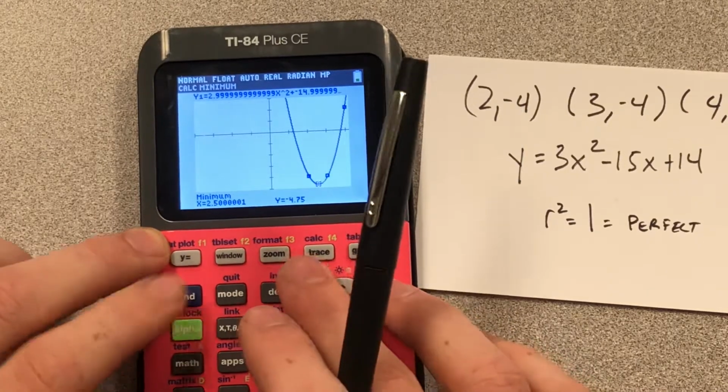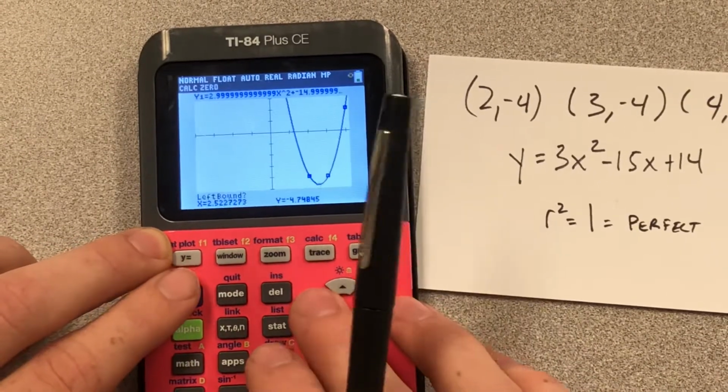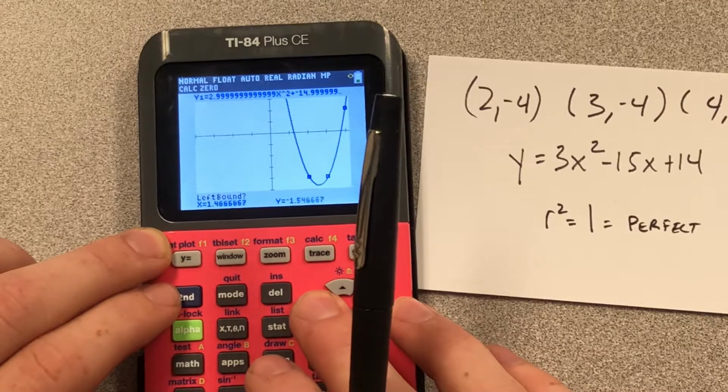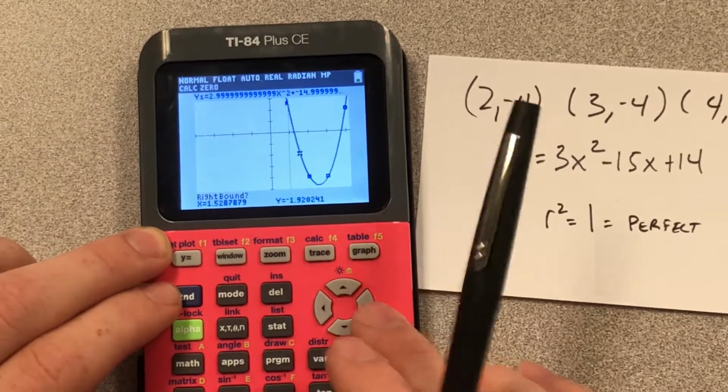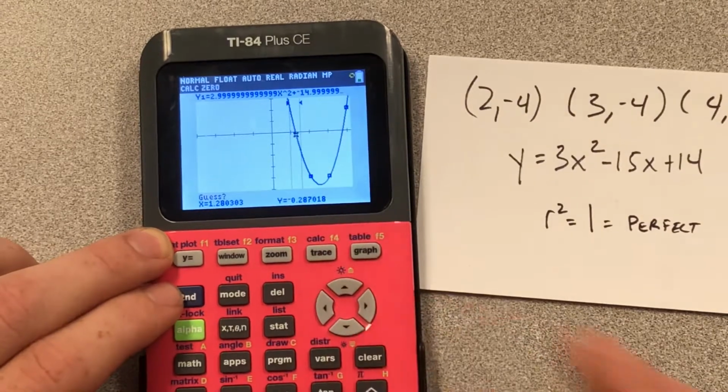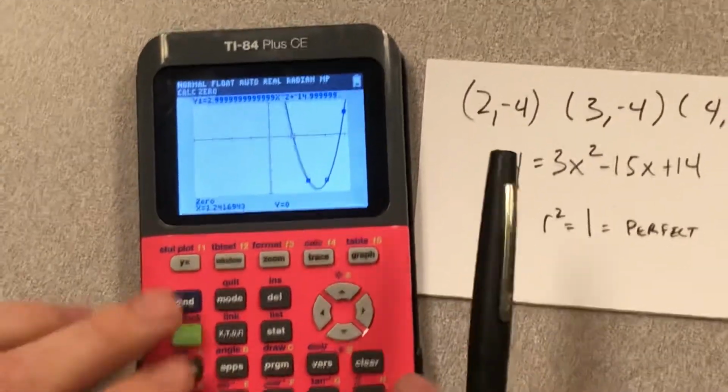To find your x-intercepts, you go second 0 now. Left bound, so you have to build your gate again. Left, then build it right. And then guess where it is. Now here there are 2 x-intercepts.